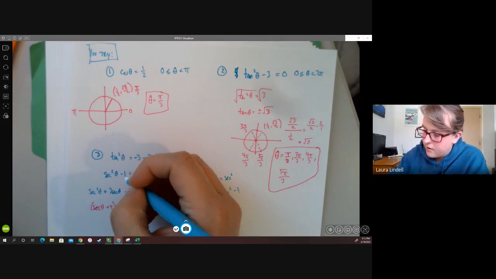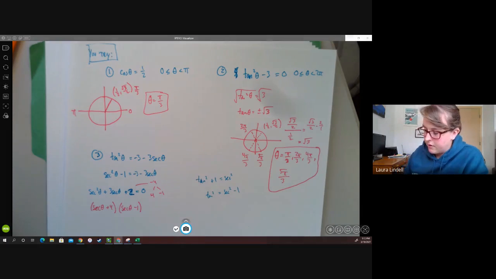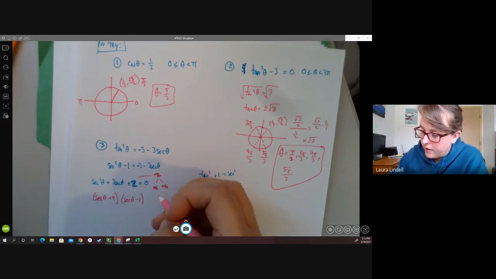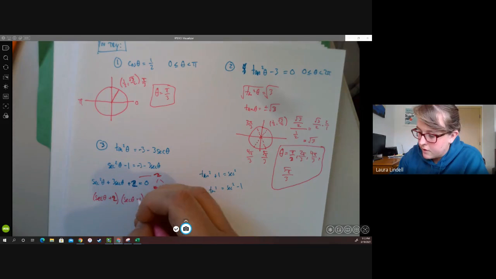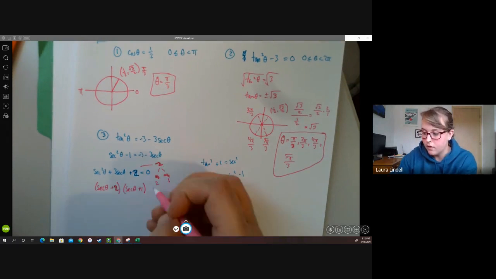We're going to add 3 and get 2. And then we want things that multiply to 2 and add to 3, which would be 2 and 1. So then secant plus 2 and secant plus 1. That works out a little bit nicer. Sorry, I incorrectly multiplied in my head. That's what you get when you do that. Okay. So secant plus 2, secant plus 1, then we can set those separately equal to 0.